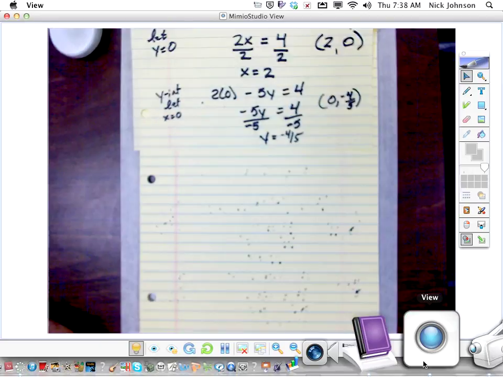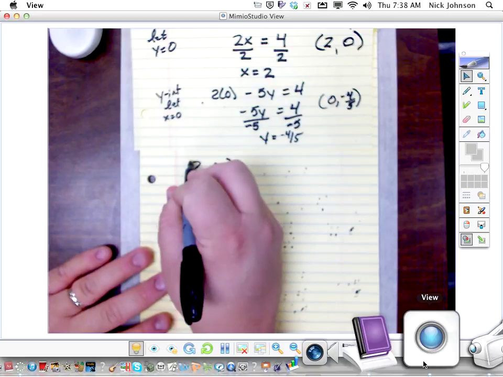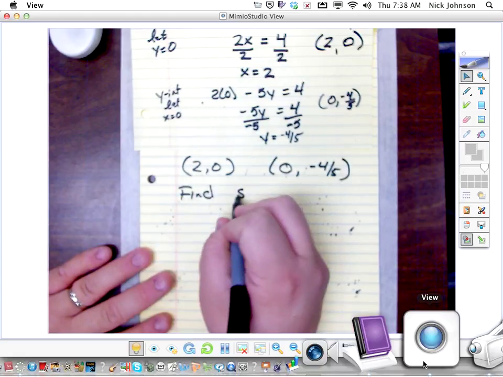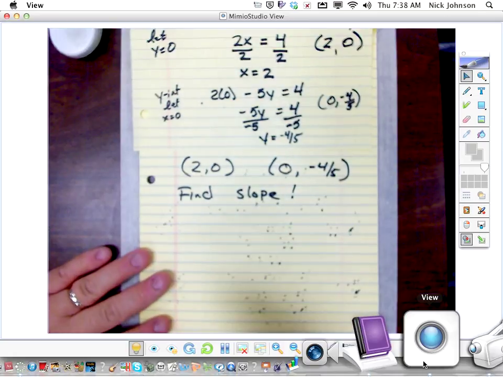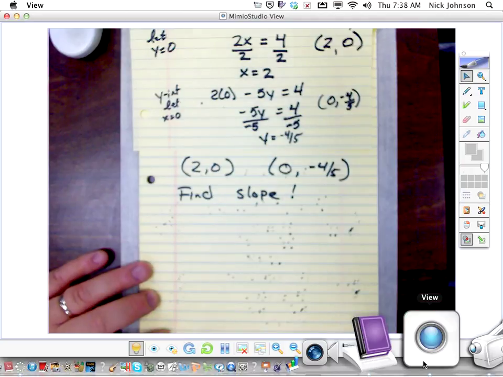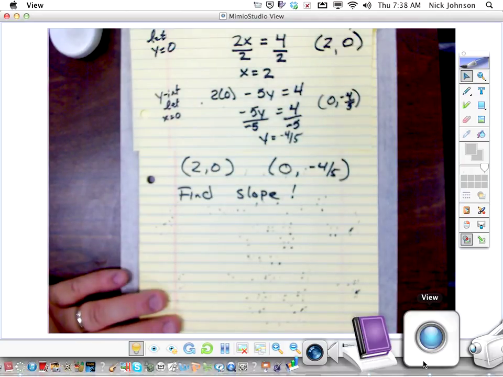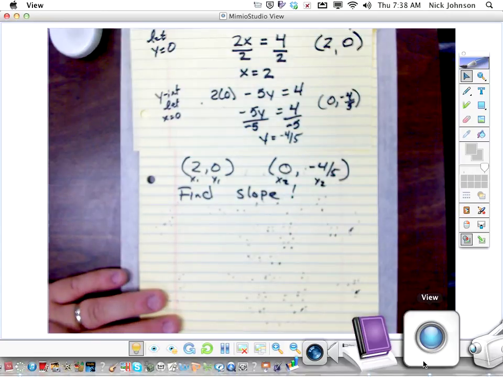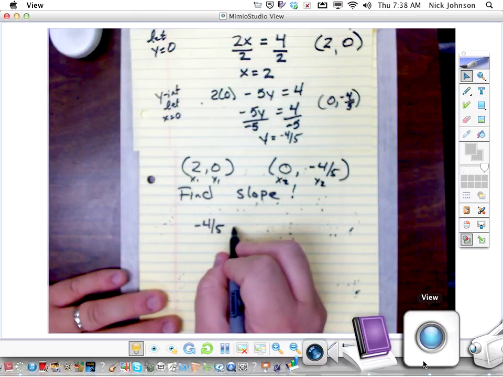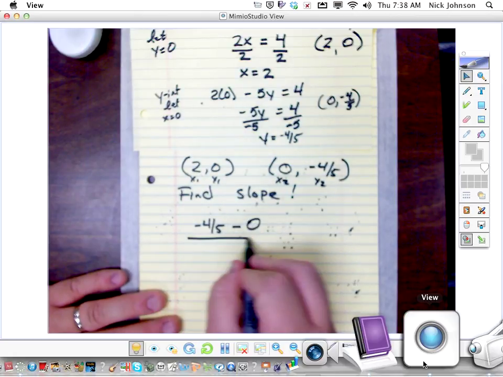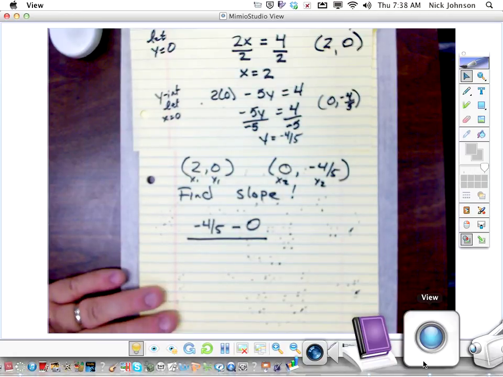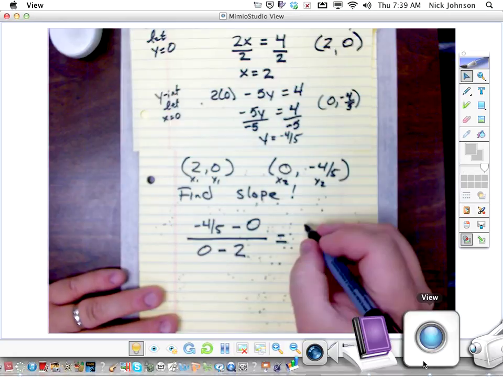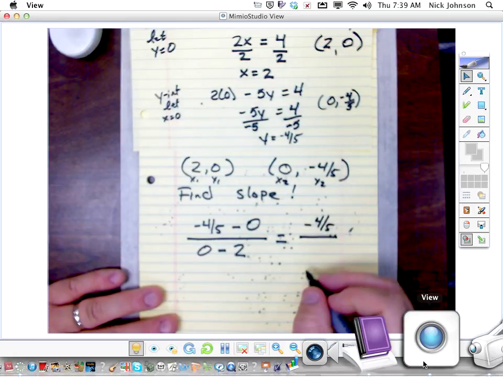Now, like I said, we have 2 points now. Now that we have 2 points, 2 comma 0 and 0 comma negative 4/5, I can find my slope. 2 points will give me a slope. These are 2 points that were on my equation. So, x1, y1, x2, y2. What's y2? Negative 4/5, minus y1 is 0, divided by x2 is 0 minus 2.